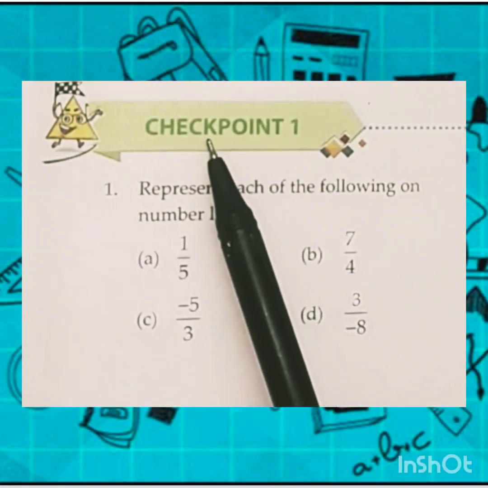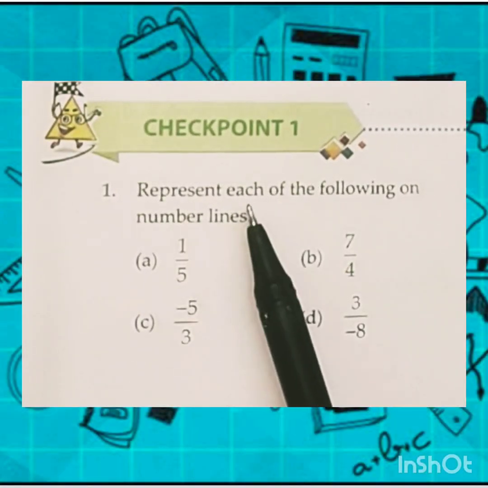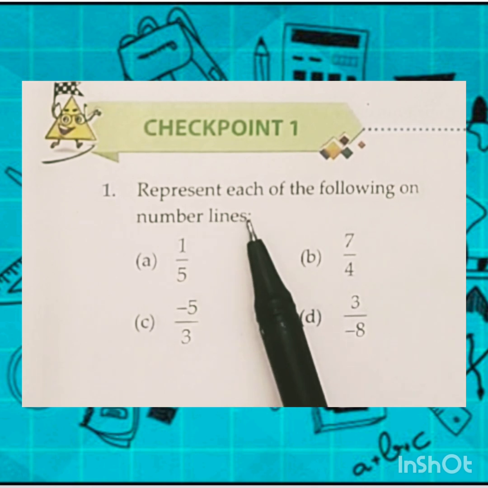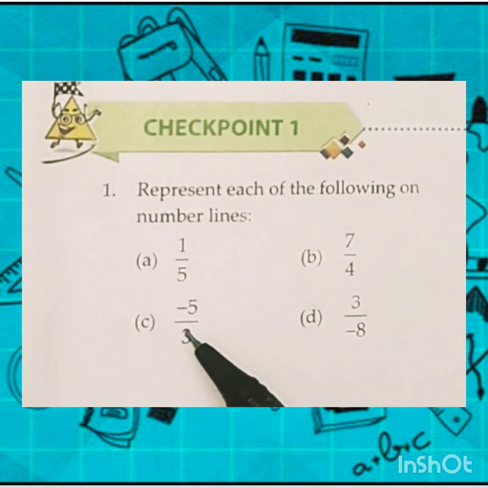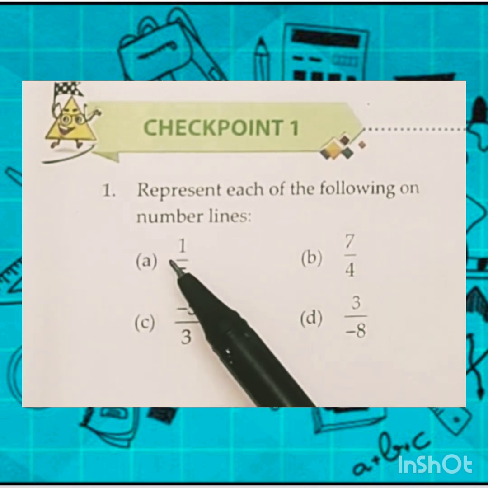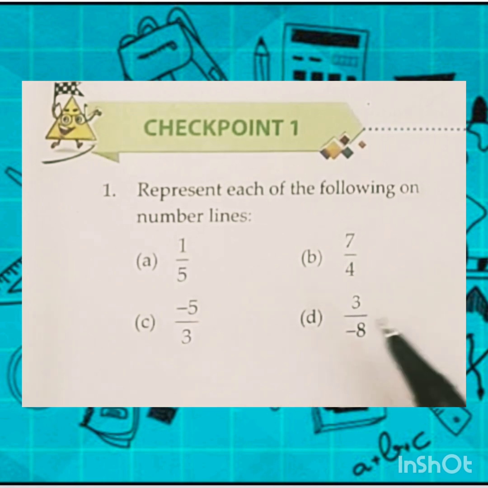Now let us start check point 1. First question is represent each of the following on number lines. We have been given these rational numbers and we have to represent these rational numbers on number line.